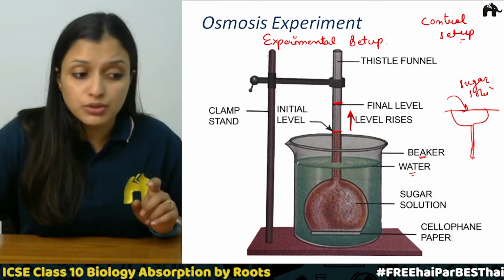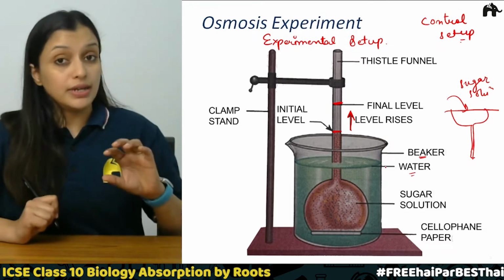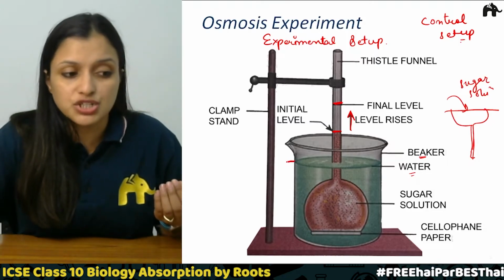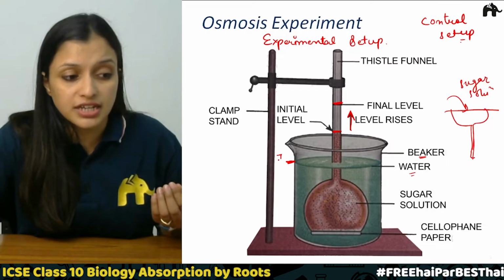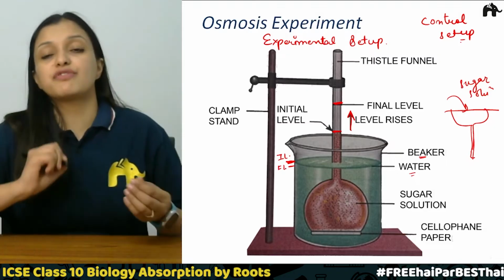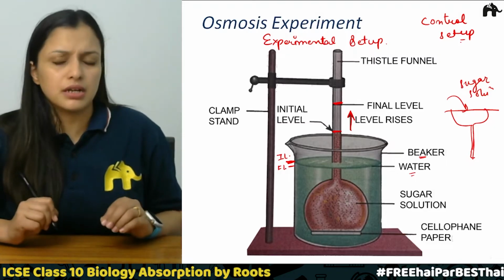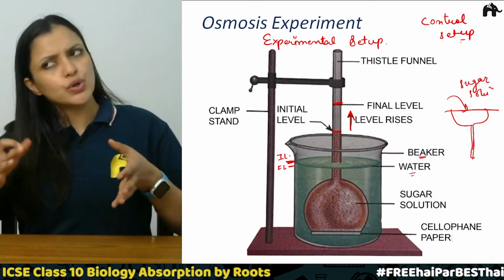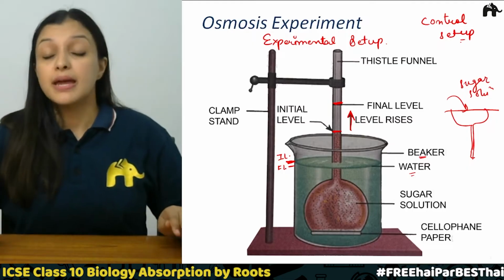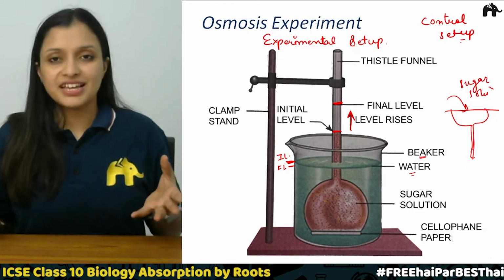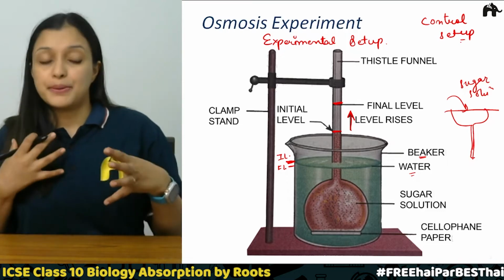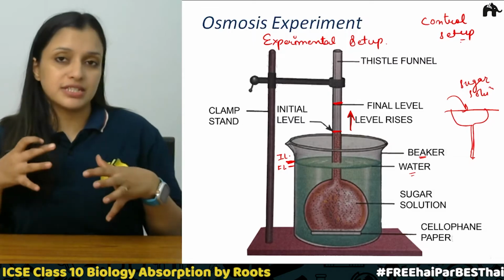Now talking about the water content in the beaker. In the case of the experimental setup, this water level will come down. Initially the water level was here, so this was the initial level and it will slightly drop, and this will be the final level of the water inside the beaker. But in the case of the control setup, it is going to be the same, right? The initial and the final water levels inside the beaker are again going to be the same. Correct? So these are some of the observations that we found from this osmosis experiment.